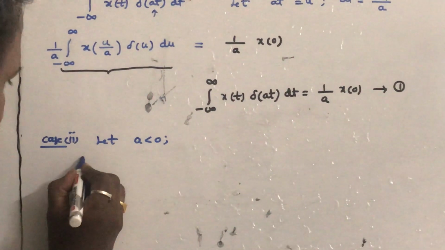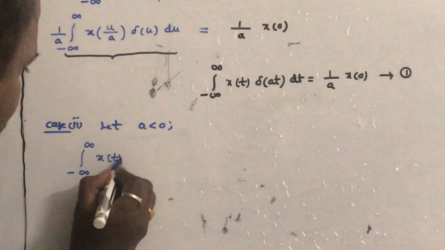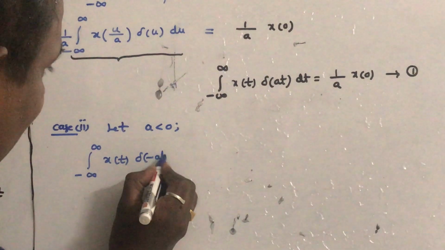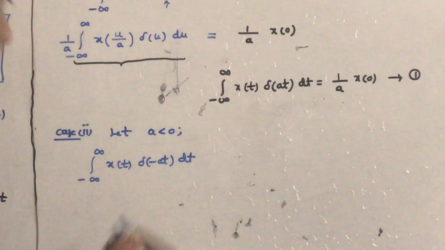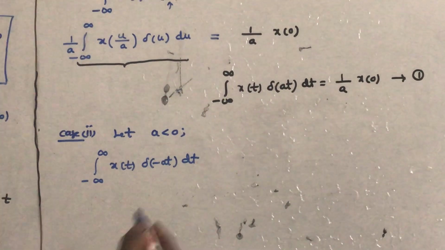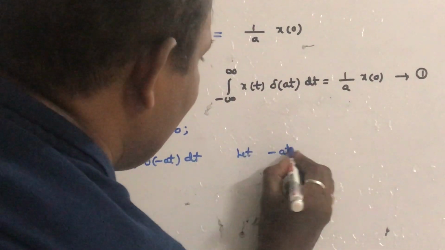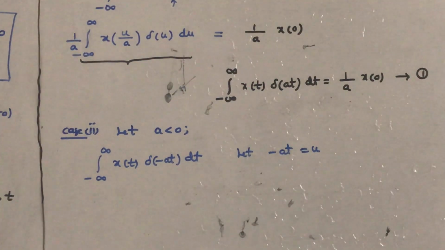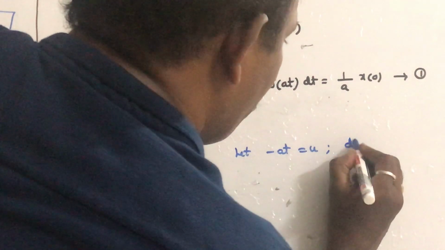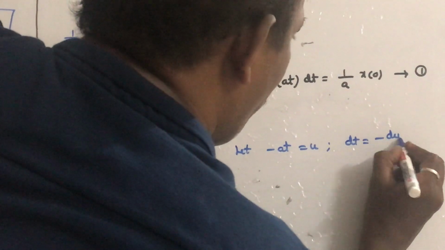So that means integral minus infinity to infinity x of t multiplied with del of minus at dt. Now in the second case, take minus a. So let minus at is equal to u in this integral. So that means what will dt become? dt will become minus du by a.